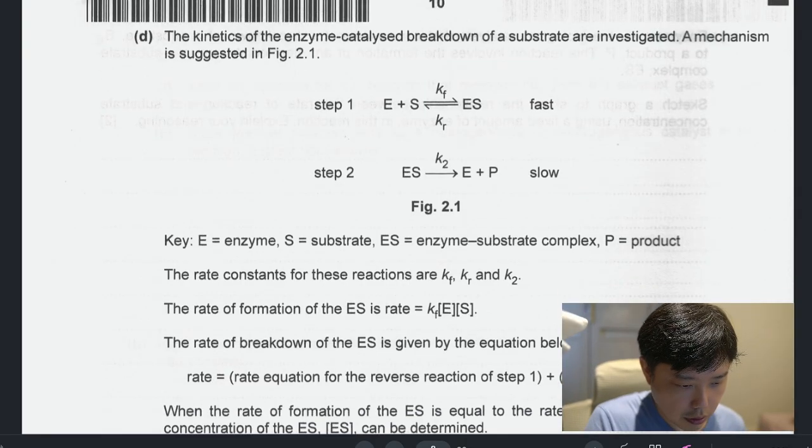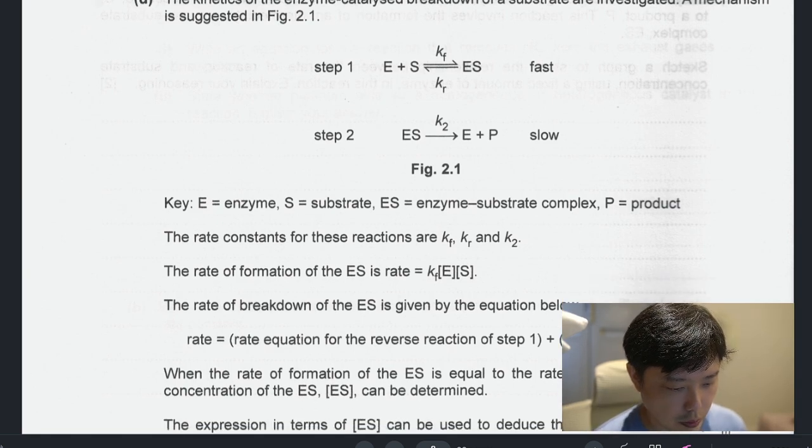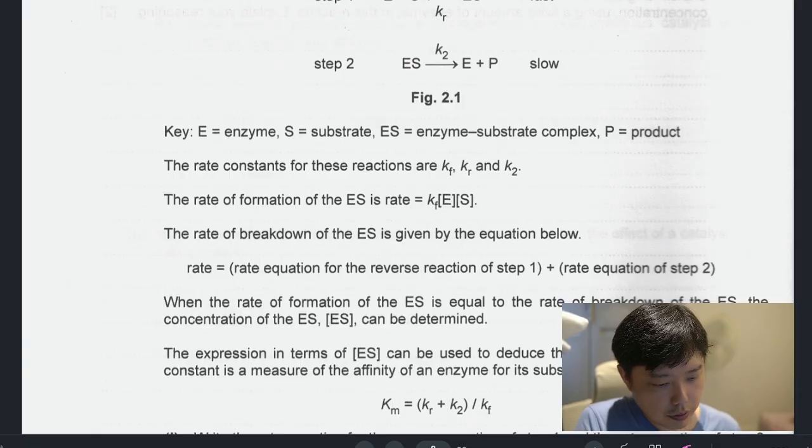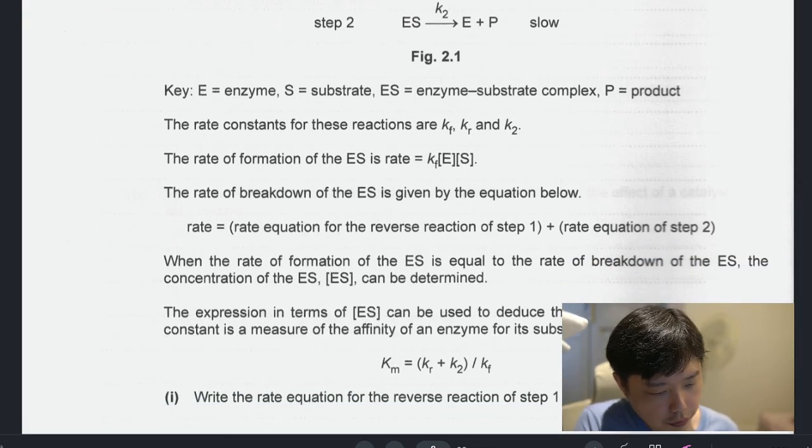The rate of formation of the complex is rate equals rate constant forward, concentration of enzyme, concentration of substrate. The rate of breakdown is given by this equation: rate equals the rate equation for the reverse of step 1 plus the rate equation of step 2. When the rate of formation of the ES, which is the complex, equals the rate of breakdown of the ES, the concentration of the ES can be determined.